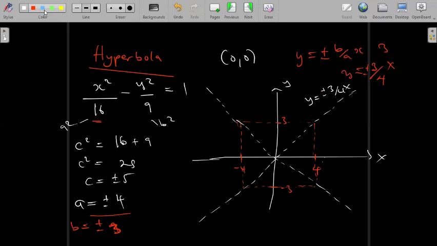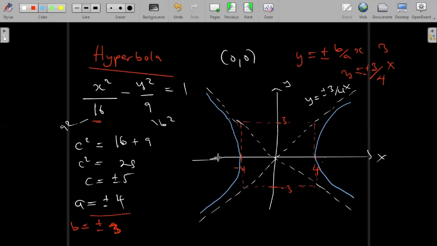You now have to draw the branches of the hyperbola. They will follow this. Of course, these are the asymptotes, so the branches are not going to cross them. So they'll come like that. And of course, the vertex is at 4. So it's going to pass there at 4 and go like that. And it's going to do the same on the other side, like that and like that.